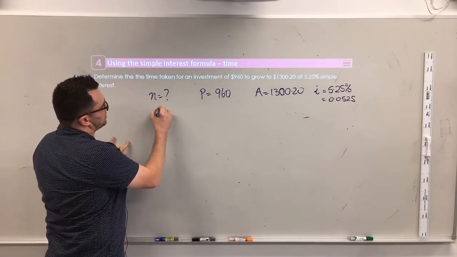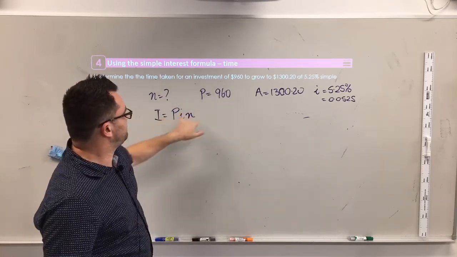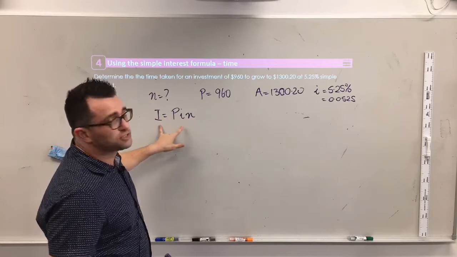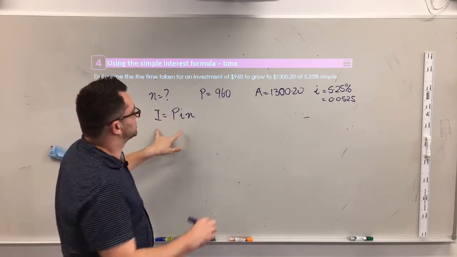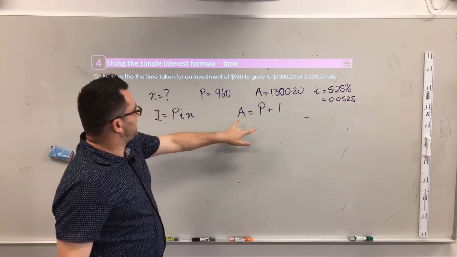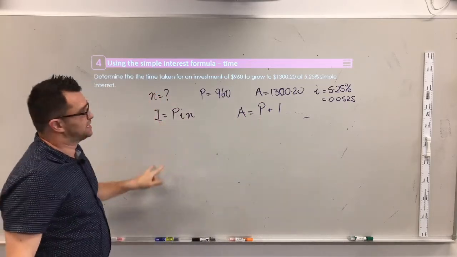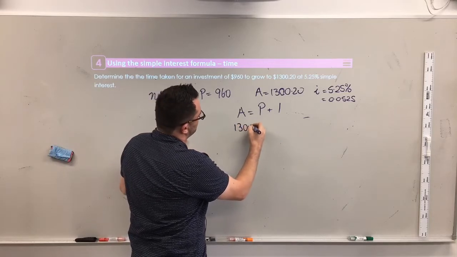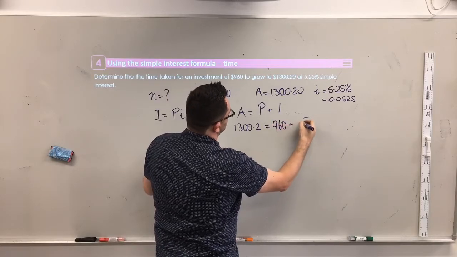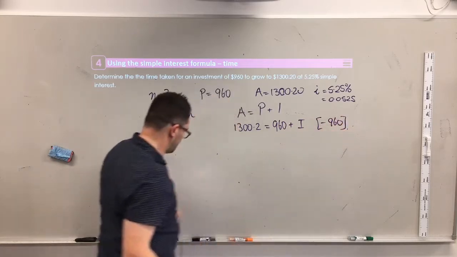So we know that I equals PIN. For this equation, we have P, we have little i, we don't have N, and we don't have capital I. So we're going to have to solve for one of those first. If we have our other formula, A equals P plus I, well, we have A and we have P, so we could solve our I that we need for over here. So 1300.2 equals our principal, which is 960 plus I. We'll subtract our 960 from both sides.